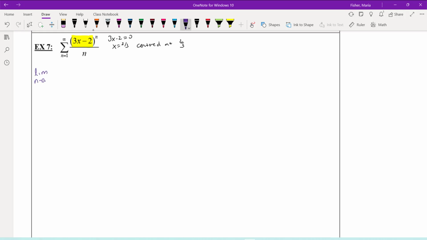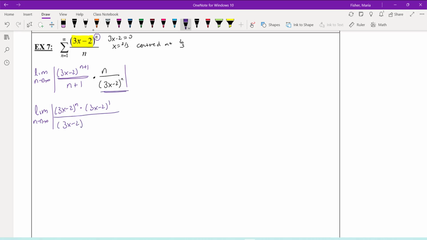So the limit as n goes to infinity of the absolute value of a sub n plus 1, so (3x minus 2) raised to the n plus 1 all over n plus 1, times the reciprocal of a sub n, which is just n over (3x minus 2) raised to the nth power. Expand where you can. The limit as n goes to infinity of the absolute value, this guy up here is (3x minus 2) to the n times (3x minus 2) to the first, all over its like term (3x minus 2) to the n, and then times n over n plus 1. Now your (3x minus 2) to the n's will cancel, and you're just left with the limit as n goes to infinity of the absolute value of (3x minus 2) times n over n plus 1.